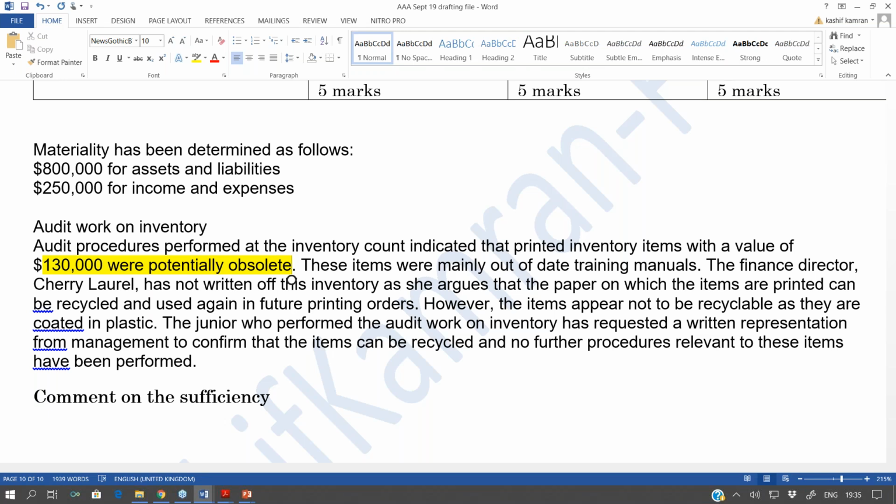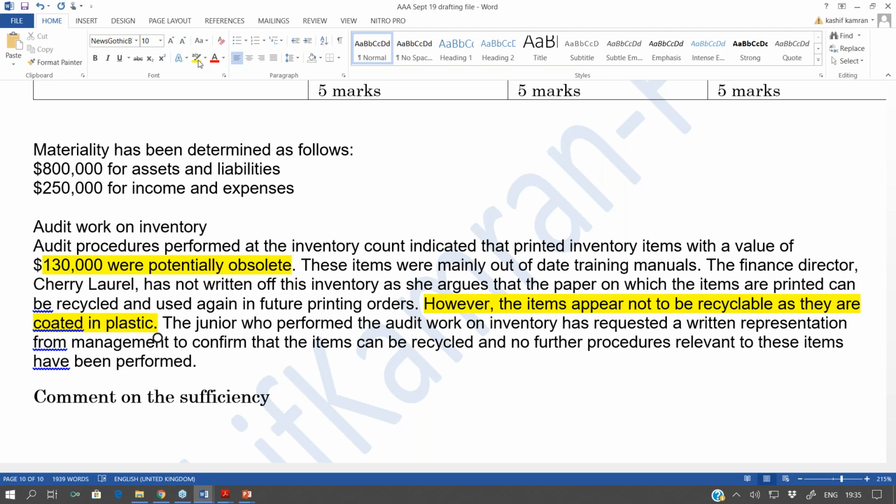The finance director, Cherry, has not written off this, as she argues that paper on which the items are printed can be recycled, right? So the finance director has not written off $130,000 because she thinks that they can be recyclable and can be used again in future. However, the items appear not to be recyclable as they're coated in plastic. Now, the auditor thinks that they cannot be recycled because they're coated with plastic.